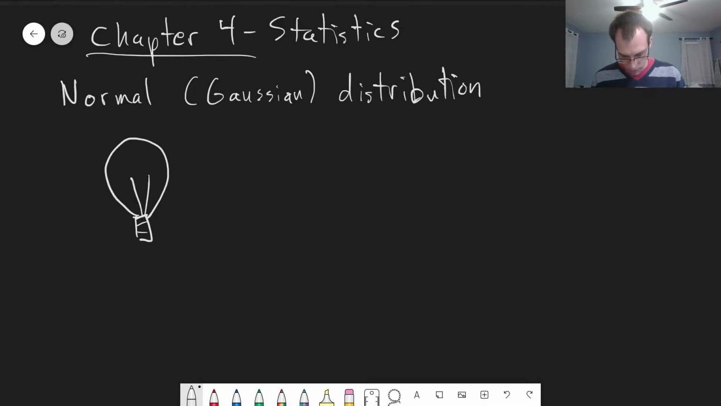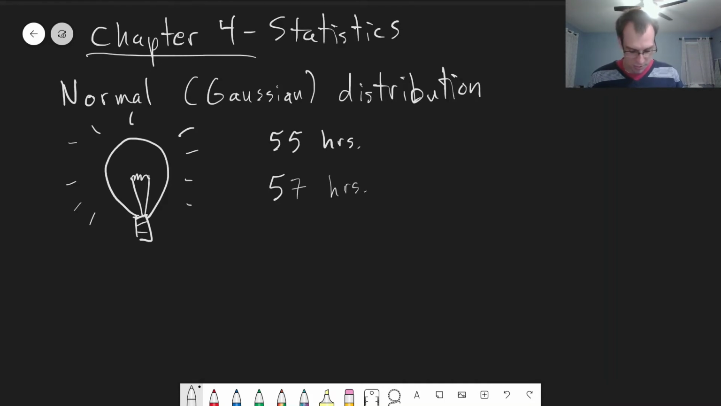So say, for example, we have light bulbs, and we want to know how long our light bulbs last. So we can measure a bunch of light bulbs, say we're a light bulb company, and we turn them on and keep them on constantly until they die. And we do this for a few thousand light bulbs just to get an idea of how long these last. Maybe one will last for 55 hours. Maybe another one will last for 57 hours. Maybe you have an extra special one that lasts for 65 hours. But we'll get a bunch of different results, and we repeat this a bunch of times.